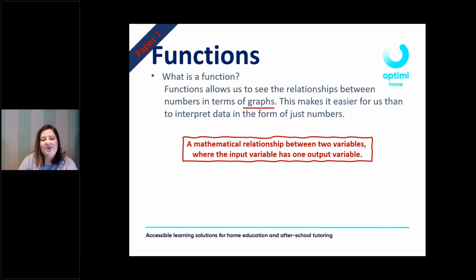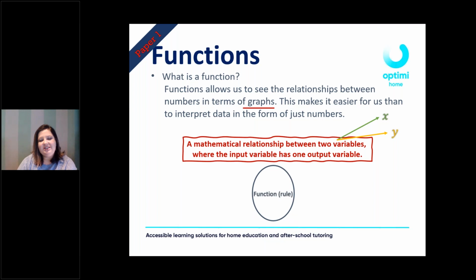And that is the two variables that they talk about. This graph that you're going to draw will show you the relationship between your x and your y value. So that is your two variables. One is your input variable and one is your output variable. So we said that these two variables are your x and your y values.